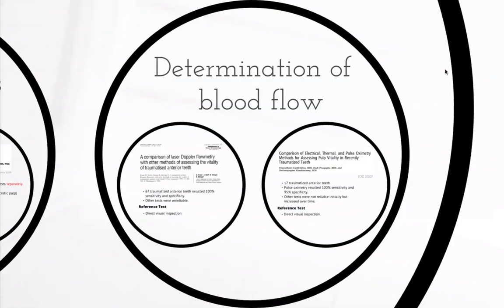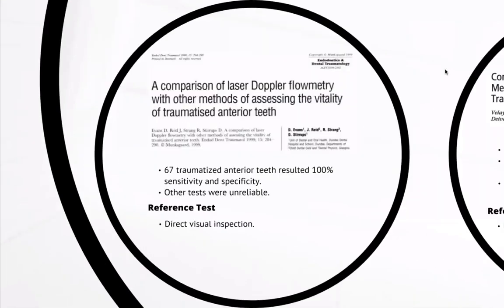Now let's move on to determining whether there is blood flow or not. Laser Doppler flowmetry was used in this paper by Evans. They found that the result was 100% sensitivity and specificity. The problem with laser Doppler flowmetry is that it's not really available commercially. And if they are available commercially, you can get false positives, especially if you angle the beam towards the gum. So you really need the pulp to be much higher away from the gum to be able to use it. If it's a little bit lower and you direct it to the gum, it can give you false positive readings.